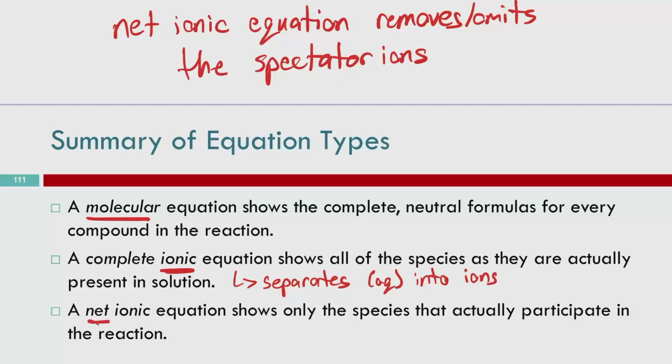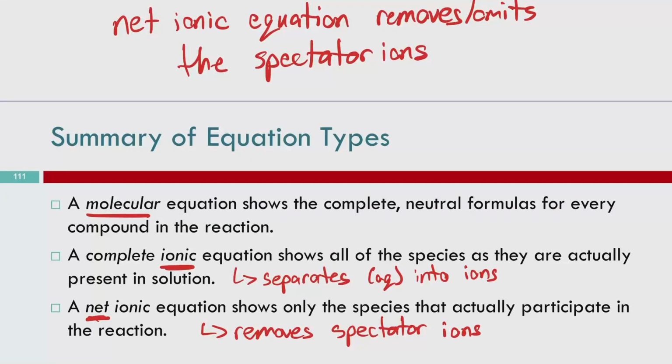And then our net ionic equation removes spectator ions. So it's going to include whatever our product or products are and the ions that go into them. And that's it, just those things.